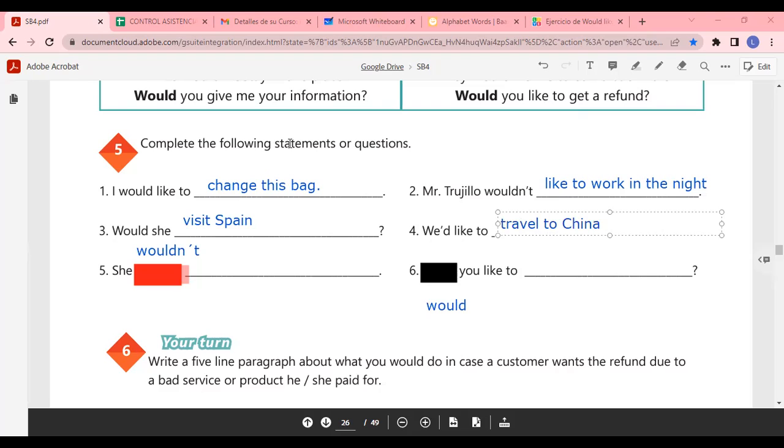Please. Miss Michelle. She wouldn't read the science book. She wouldn't read the science book. Science book. Okay, thank you, miss. Let's see next one. Miss Rebecca, number six, sorry. Would you like to sleep early? Very good. What about one more? Thank you, miss. One more time, Miss Sandra. What do you have in number one? I would like to travel to Europe. Okay, travel to Europe. Oh, nice.